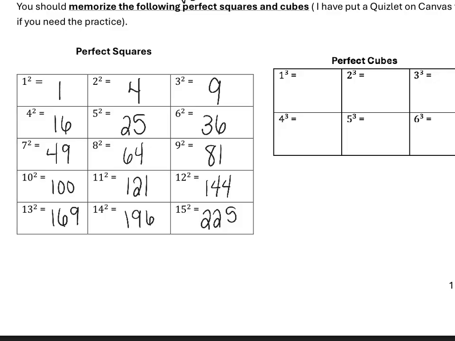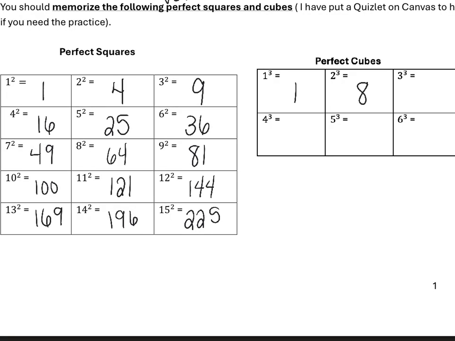All right, perfect cubes. 1 cubed is 1. 1 times 1 times 1 is 1. 2 cubed is 8. 3 cubed, 3 times 3 is 9, times 3 is 27.